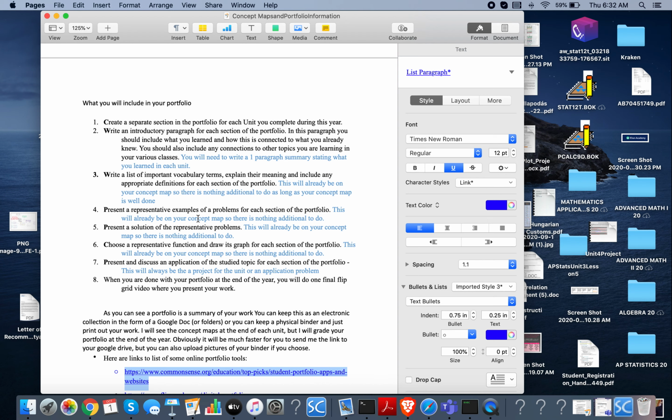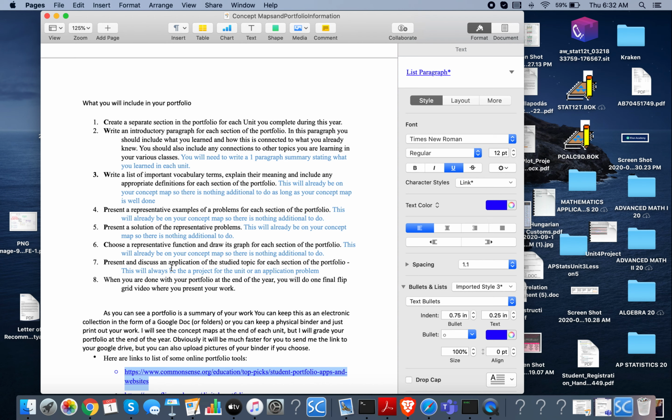You should have some representative problems on your concept map. You should have solutions to those problems. You should have a function. So in Unit 1, you should have a linear function and an absolute value function. You're going to need at the very end to discuss this. Right at the end of the year, you'll do a video.